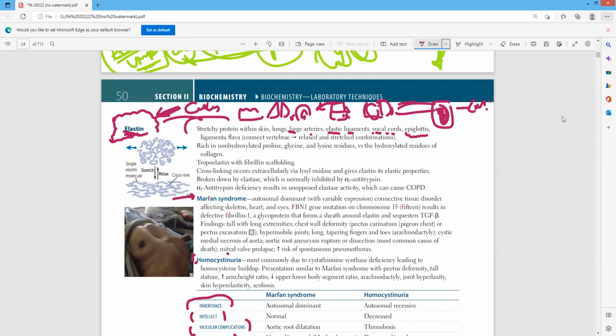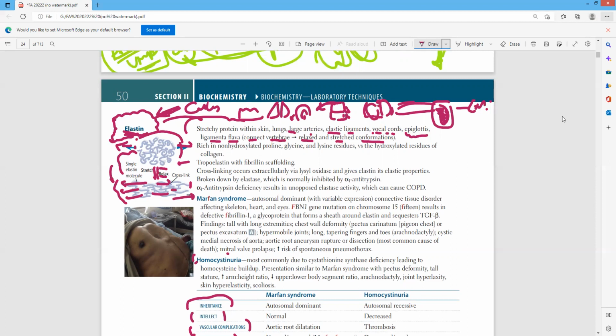Here we have what's called ligamenta flava that connect vertebrae, and they will be in a relaxed and stretched conformation of that stretchy protein. Let's see that this is the relaxed form, and this is the stretched one. And this is a single elastin molecule that will be stretched here. This is the direction of stretching. So it will stretch, and when you return it back, by elasticity you will find that it will relax.